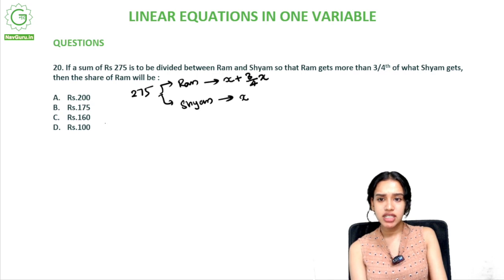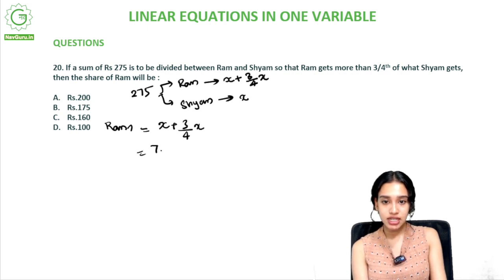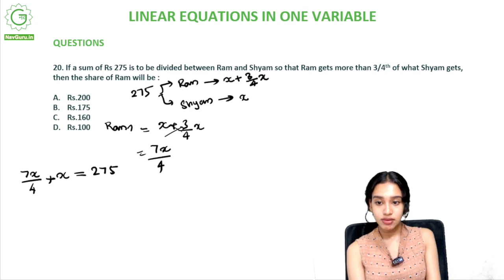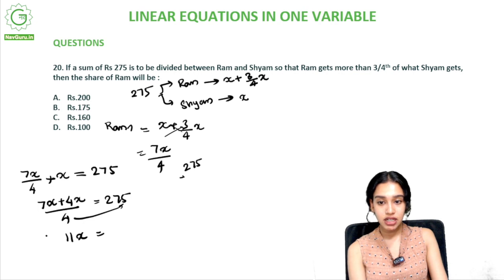So the amount that Ram is getting would be x plus 3/4x, which is 4x plus 3x is 7x by 4, right? I'm just cross multiplying here. Now we know that the sum of these two plus x is equal to 275. So here let's again cross multiply. 7x plus 4x divided by 4 is equal to 275. So we are taking this 4 to this side. So we get 7 plus 4 is 11. 11x is equal to 275 into 4.